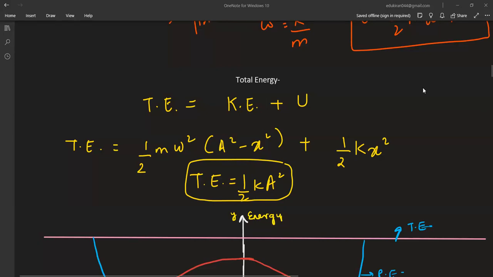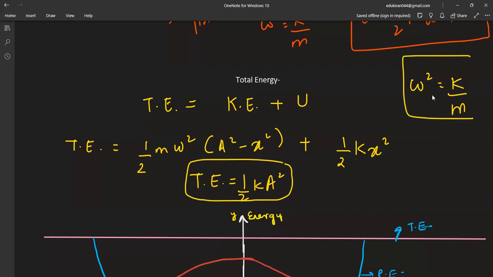Omega, whenever we write in the second order, I'll discuss that also. Omega square is written as k by m. This is the formula of omega square. If you've seen the video, I think you must have witnessed this part. Omega square is equal to k by m. So from there only we are writing it. I'll discuss this also because that was missed.